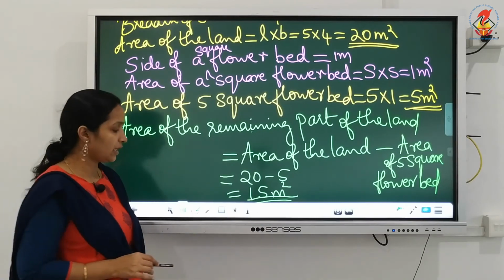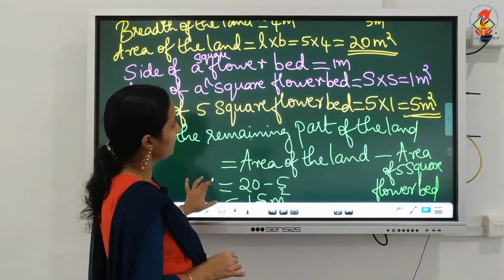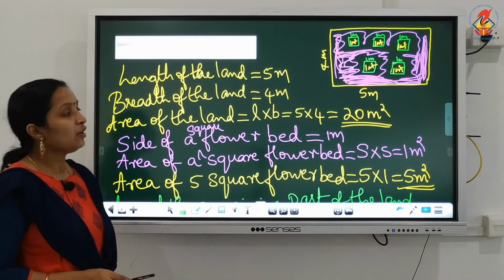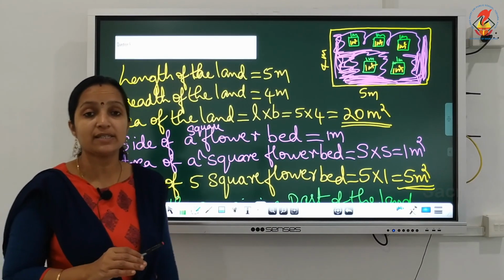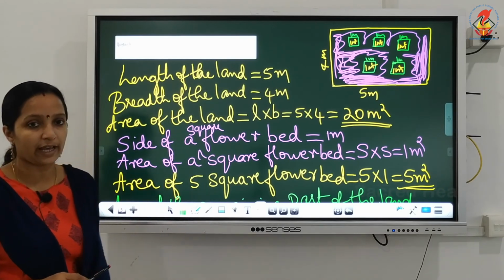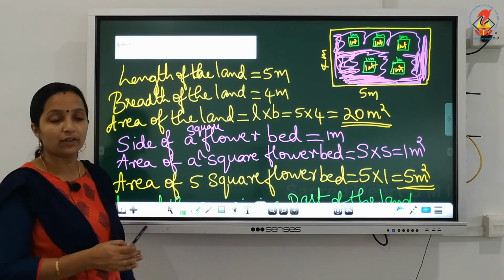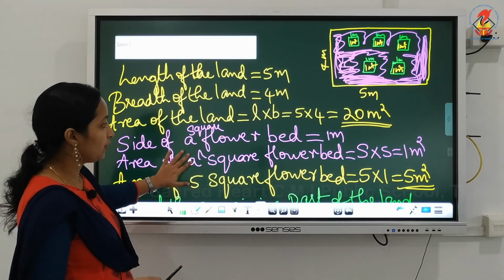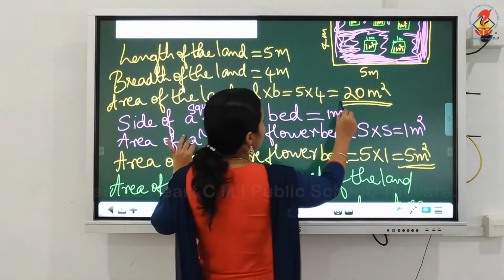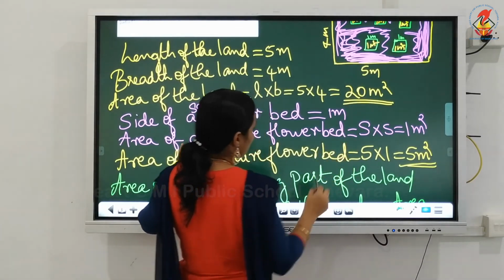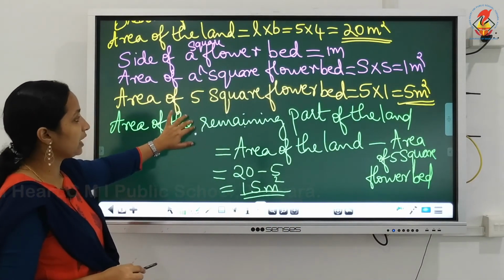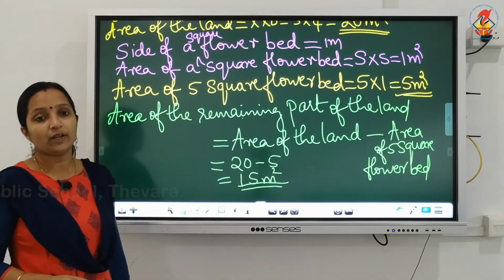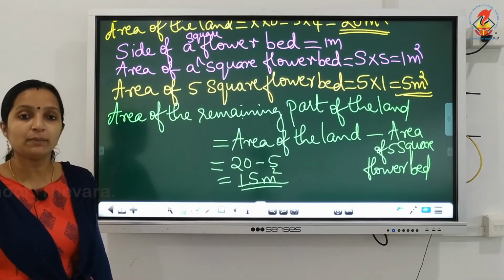I hope this is clear. Just look at the answer one more time. We have to find the area of the remaining part of the land. 5 square flower beds are dug on a rectangular piece of land. So for finding the area of the remaining part, first we find the area of the land, and we got the answer as 20 meter square. After that we find the area of the 5 square flower beds, and we did the subtraction and we got the area of the remaining part of the land.